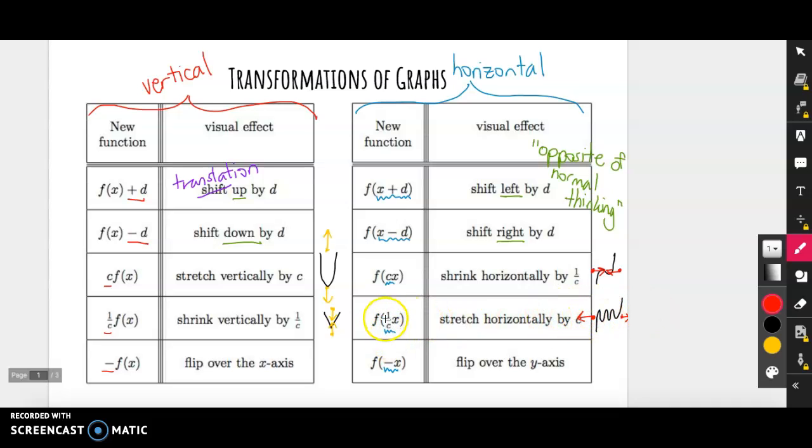So if you had, for example, a 1/3 inside of your function, you would have a horizontal stretch by 3. Okay? So a whole number would normally to me indicate a stretch, but for all the horizontal stuff, it's opposite of your normal thinking, okay?